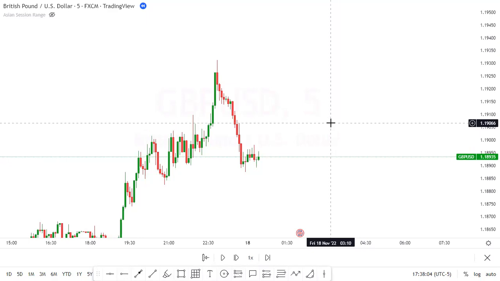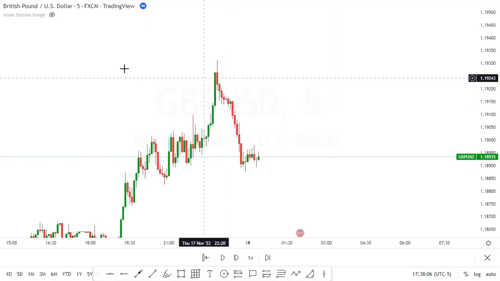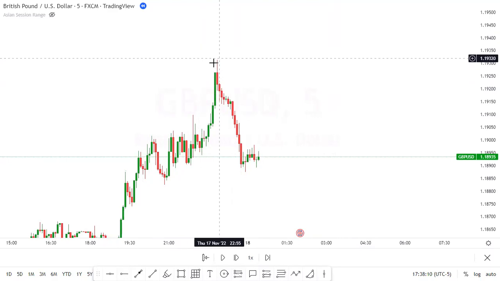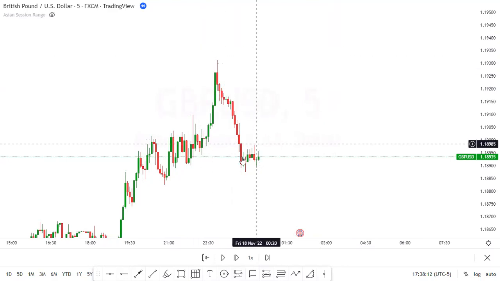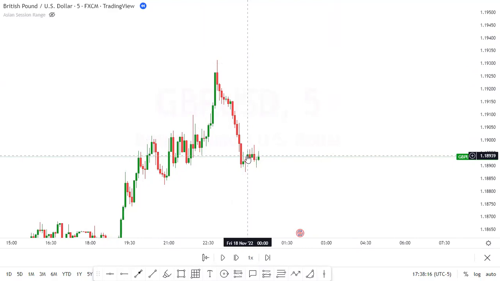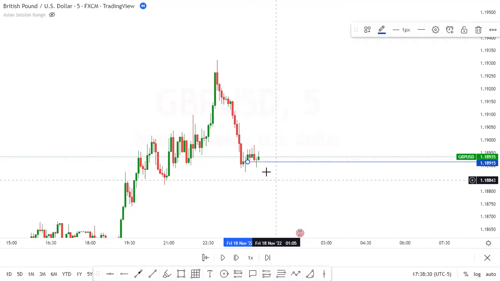So here I'm on the 5 minute chart, and this is GBP USD. I'm going to show you how I analyze the market. The first thing I do is mark out the New York Midnight Open. So let's draw the New York Midnight Open right here. This is the New York Midnight Open there.